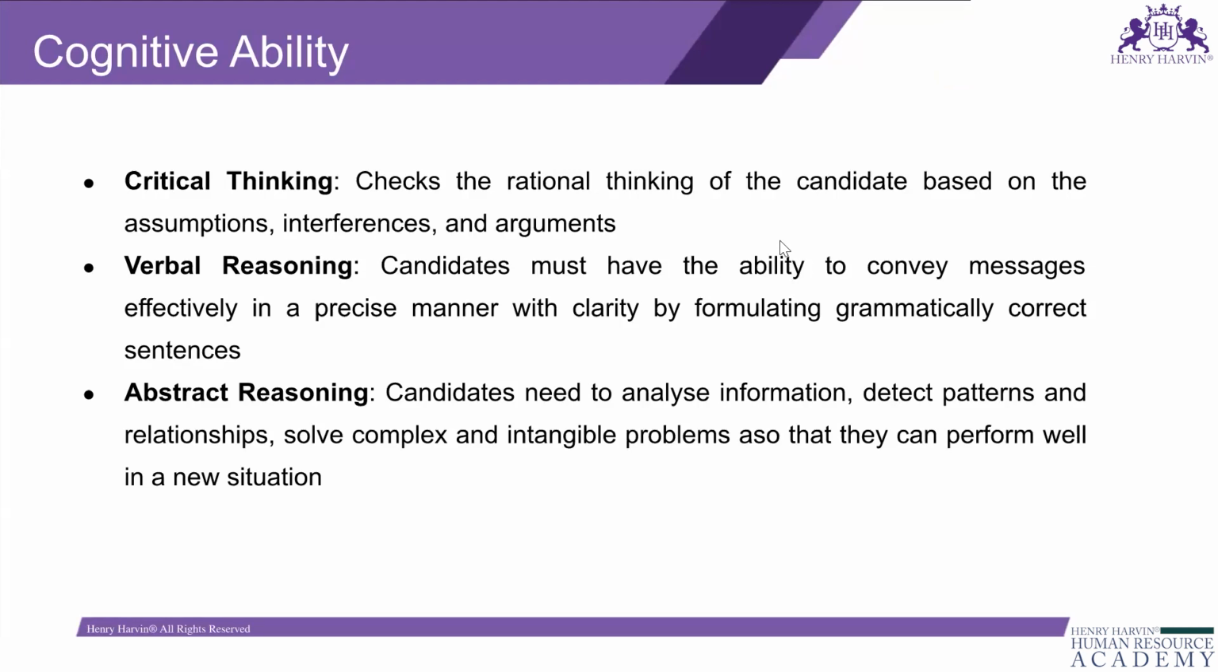Next is verbal reasoning. In verbal reasoning, the candidate must have the ability to convey the message effectively in a precise manner with clarity by formulating grammatically correct sentences. This is comprehensive writing. In some big organizations, they will give comprehensive writing. Why do they give it? Only to check the verbal skill of the candidate.